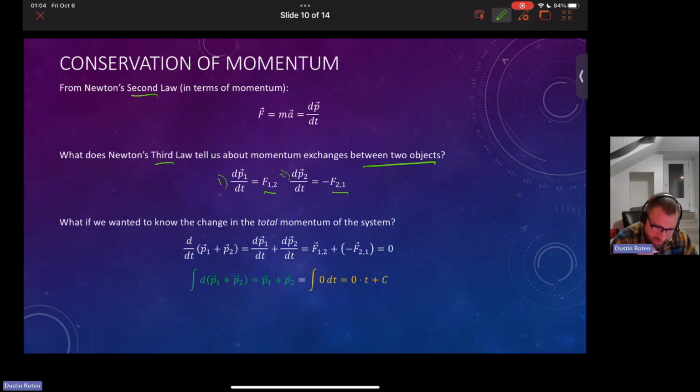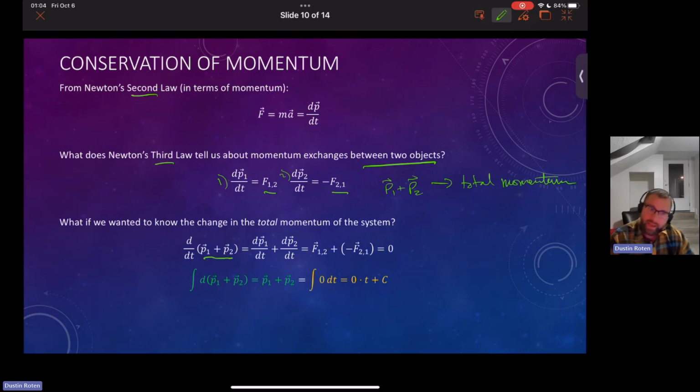But we know that we can add these two things up. We know we can add P1 plus P2 to get a total momentum. That's totally fine. If we want to figure out what the total momentum of a system is, we can do that. All right, well, I can do that here.